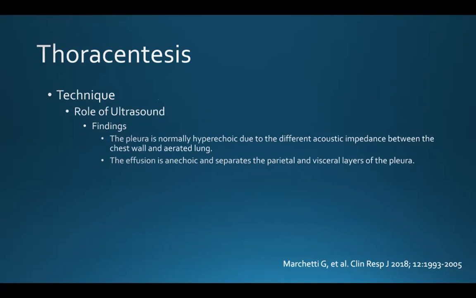Ultrasound plays a very important part of percutaneous thoracentesis. On ultrasound, the pleura is normally hyperechoic due to the different acoustic impedance between the chest wall and the aerated lung. The effusion is anechoic and separates the parietal and visceral layers of the pleura.